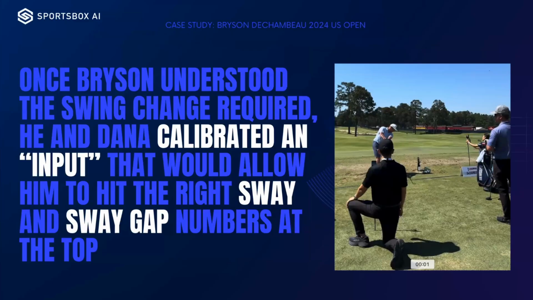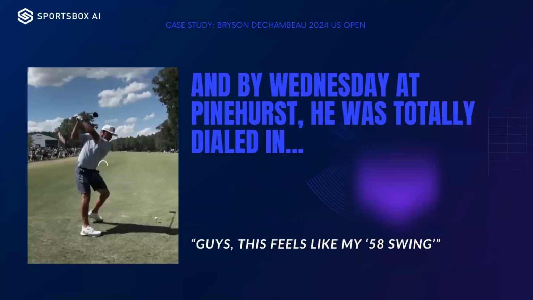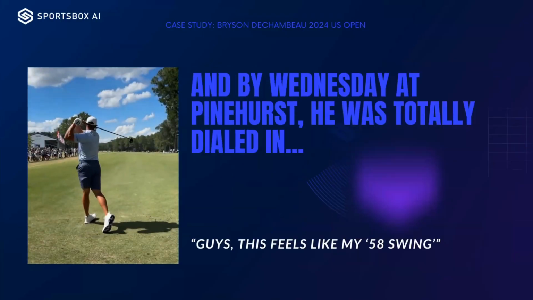And so with this information, Dana and Bryson worked on some inputs that would get him into those ideal ranges with his pelvis sway at top, sway gap at top, and his chest bend at address. And we just kept working on it with monitor mode on, giving him that data feedback every time he swung the club. And by Wednesday, he felt really, really free to swing as hard as he wanted, knowing that it wouldn't go right.